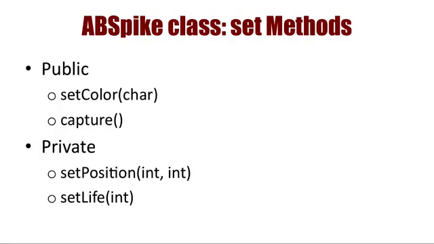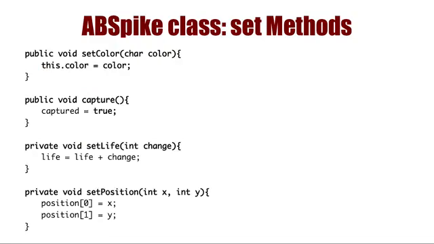Simple mutator methods or set methods may include public methods setColor and capture, as well as private methods like setPosition and setLife. The private designator is needed for setPosition and setLife because these will be helper methods for a more complex mutator method that will actually move a character, as we'll see later. Here is the code of these mutator methods. Notice the use of the keyword this in the setColor method.